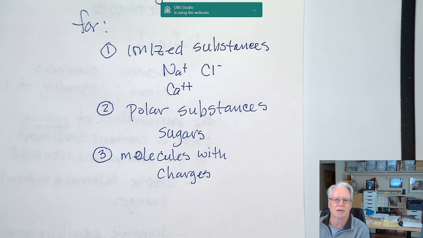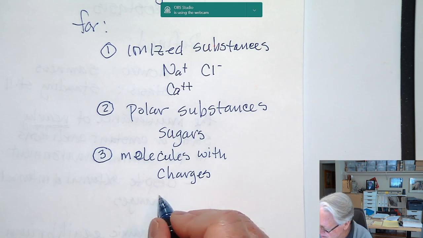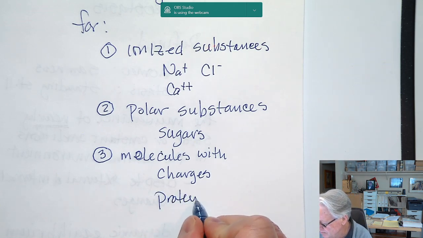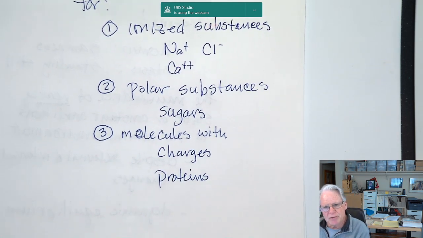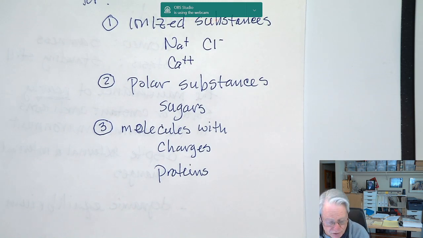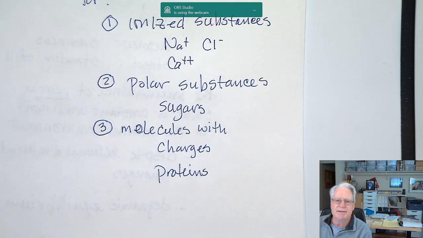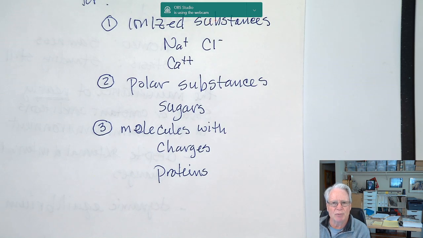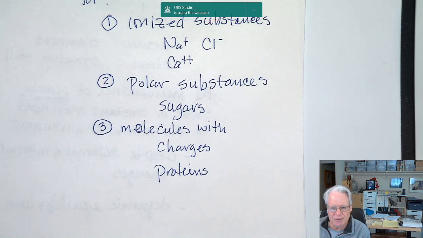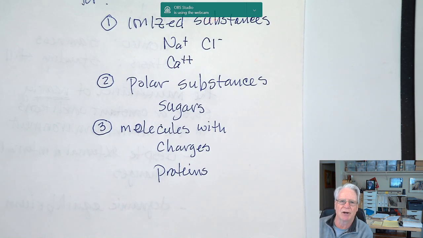Molecules with charges. What am I talking about? I'm talking about proteins. A protein is typically a very, very large molecule, and not all of that molecule is going to be charged. But certain parts of it will have charges. Certain parts will have a negative charge, and another side will have a positive charge.